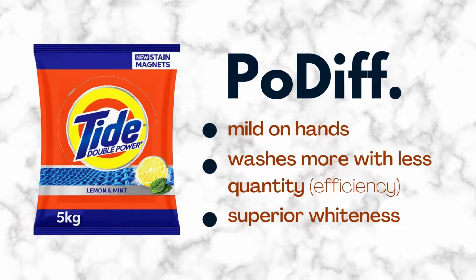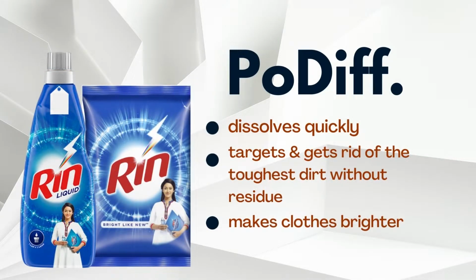Now let's see the point of difference between Tide and Rin. The point of difference of Tide is it is mild on hands, it washes more with less quantity, that is, it is efficient, and the next one is it has superior whiteness. We'll see the point of difference of Rin. It dissolves quickly, it targets and gets rid of the toughest dirt without any residue, it makes clothes brighter.